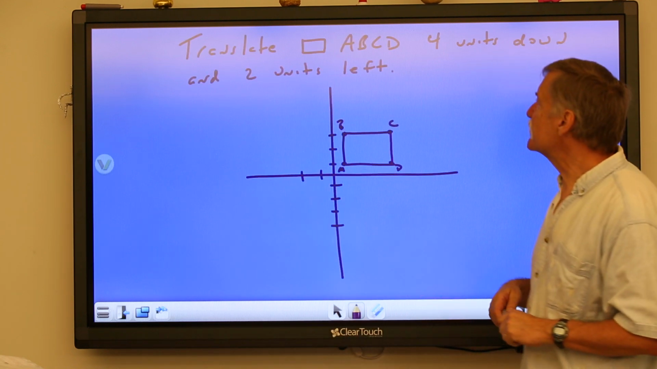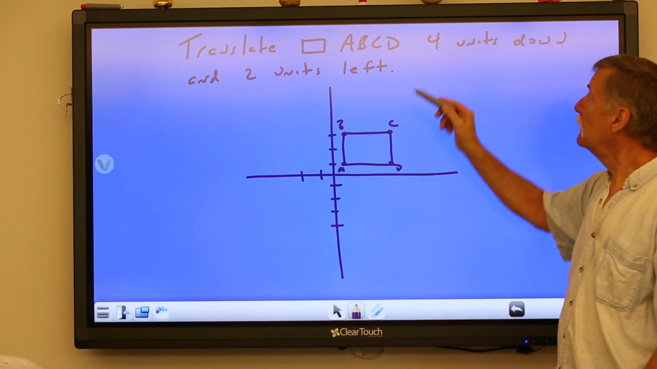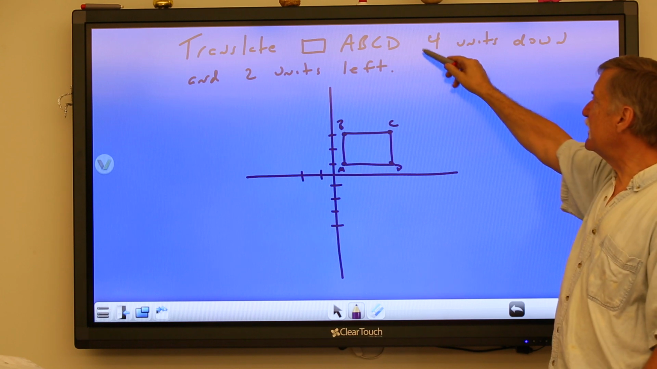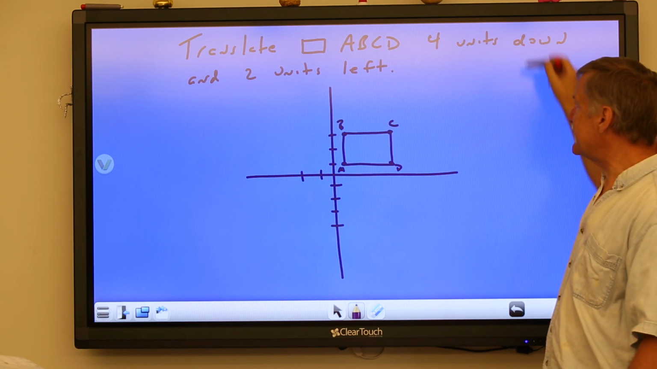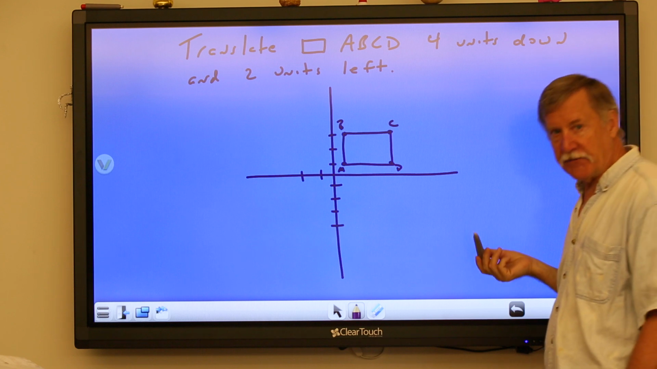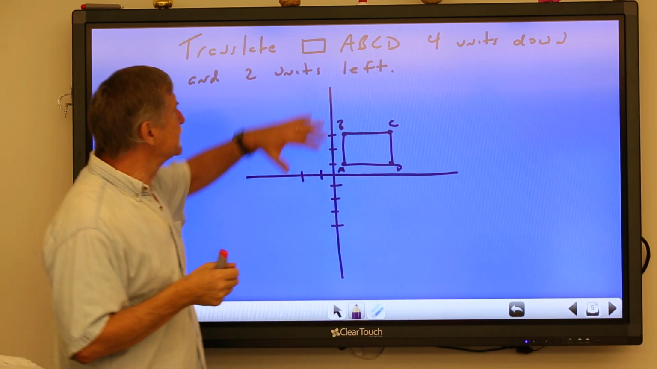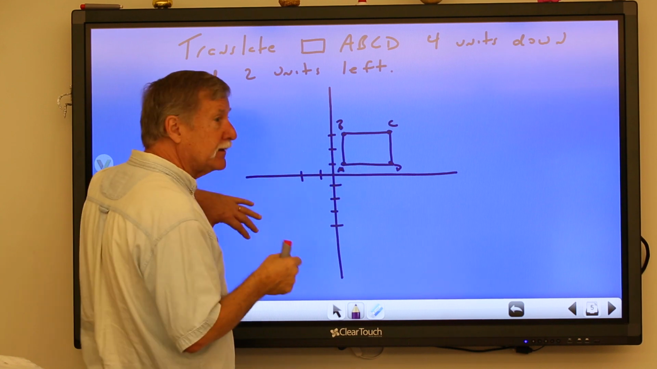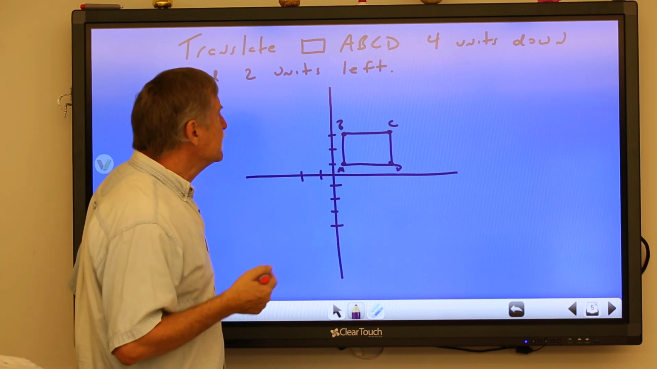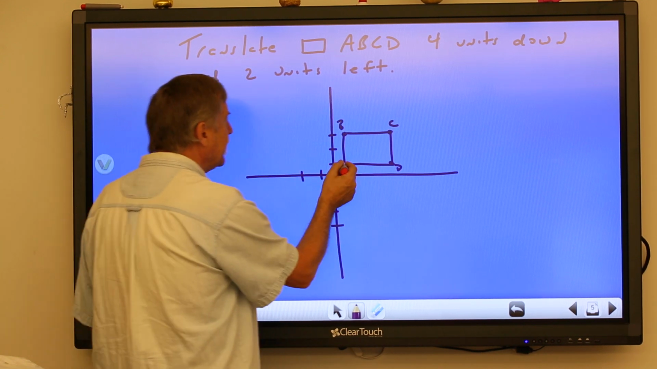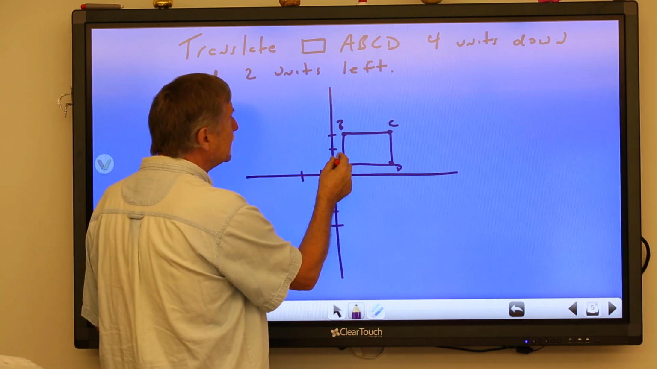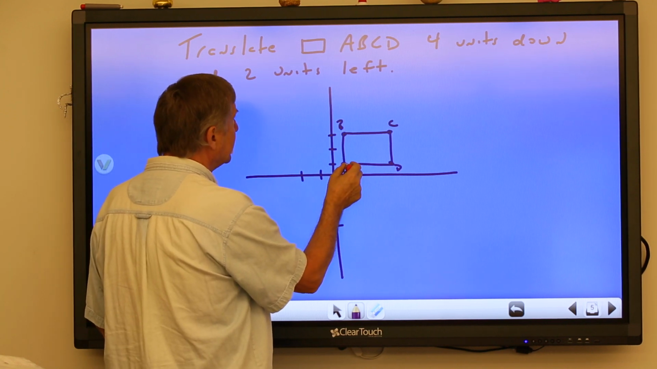All right, let's translate now. Rectangle ABCD, 4 units down and 2 units left. So translation, that goes with slide. We're going to slide this thing down and to the left. All right, so we can pick a point, like point A, and I'm going to slide that 4 units down and 2 units to the left.